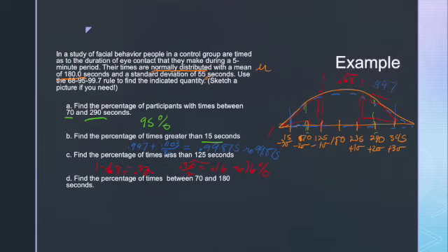Last, but certainly not least, let's go back to green. I want to find the percentage of times between 70 and 180 seconds. Remember, 180 is our mean. It divides my normal distribution in half. 70 marks my second standard deviation. In between my first two standard deviations, I have 95% of data, but I want to divide that in half with my mean. So I've got 0.95 divided by 2. That gives me 0.475, so 47.5% of data.